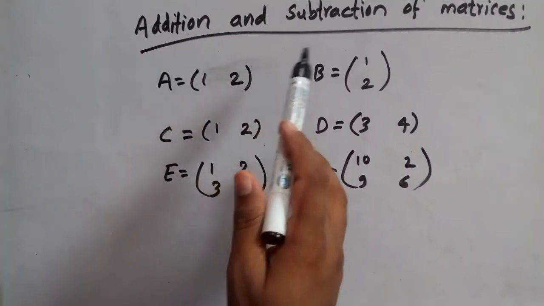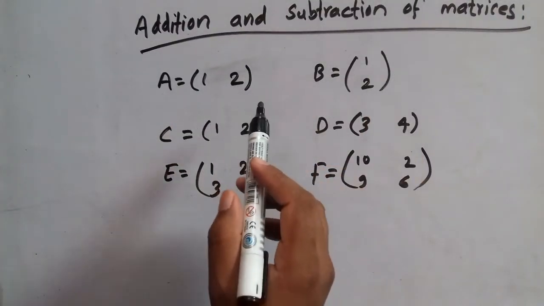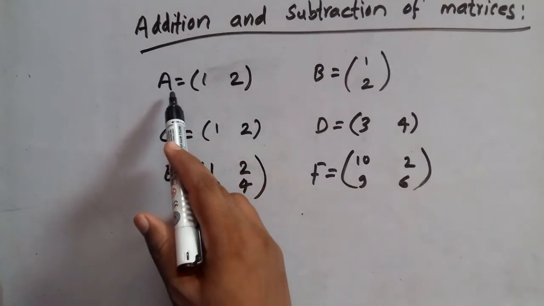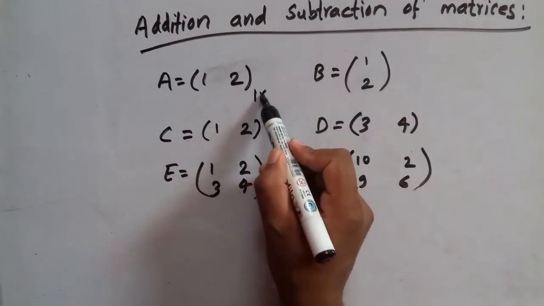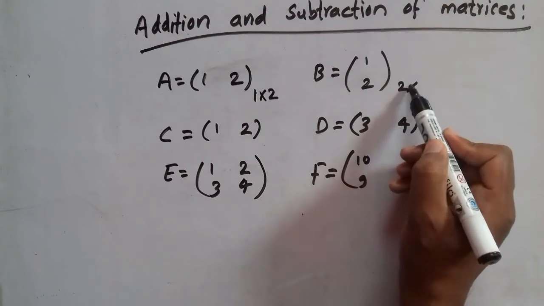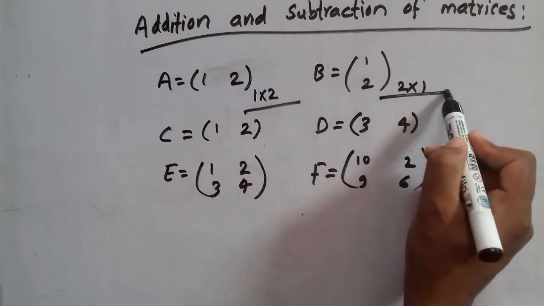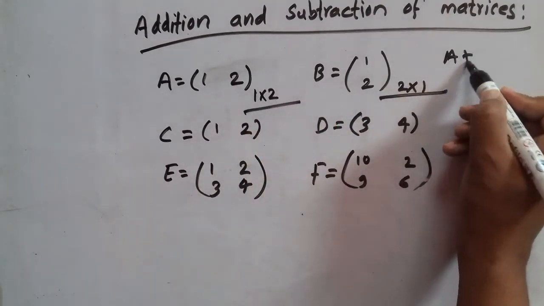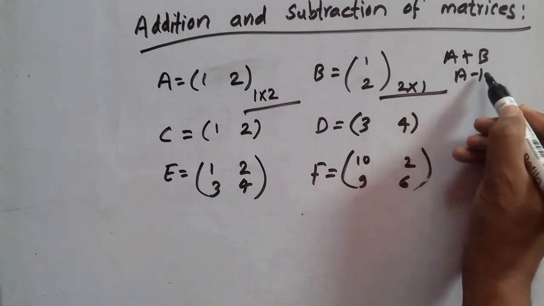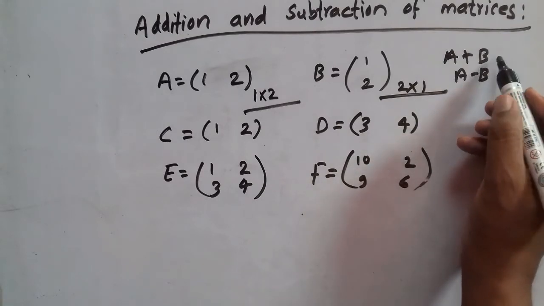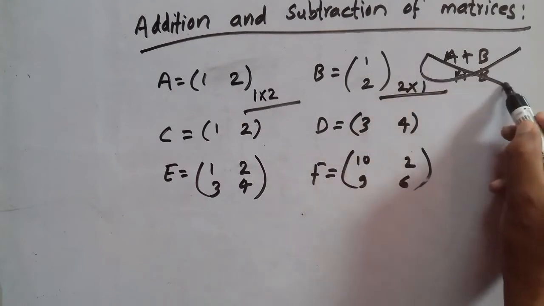Two matrices can be added or subtracted only when their orders are equal. Here the order of this matrix is 1 by 2, the order of this matrix is 2 by 1. So these are not equal, so A plus B or A minus B cannot be found. This we cannot find.